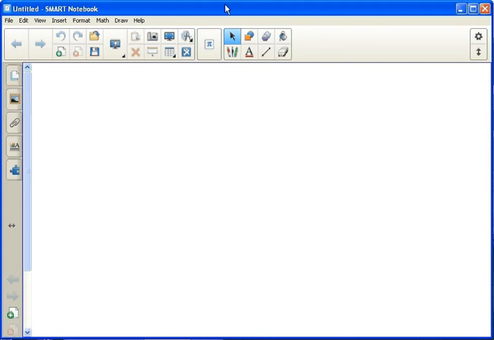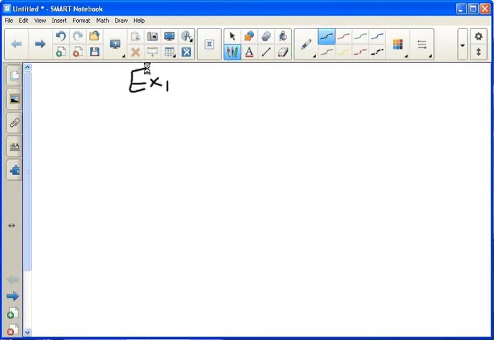So let's talk about what exponential functions are. So this is the beginning of this unit. We're going to start by talking about exponentials. So first of all, what is an exponential function?